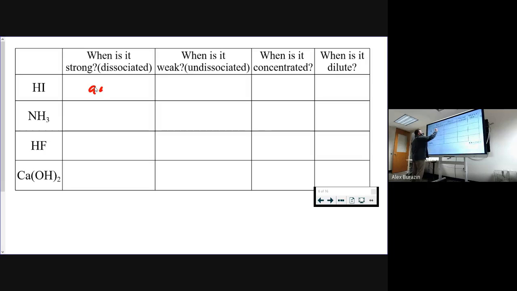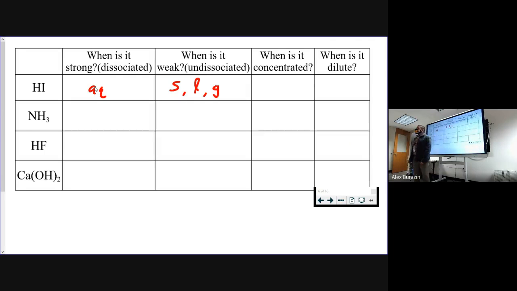So when is hydroiodic acid strong? Well, it's strong when it's aqueous. When is it weak? When would we not dissociate HI? When would I keep that formula together? Anytime else. Yeah. If it's solid, liquid, or gas. Okay? If it's solid, liquid, or gas, that formula stays together. If it's aqueous, I break it apart because when it's in water, it dissociates. It's strong.